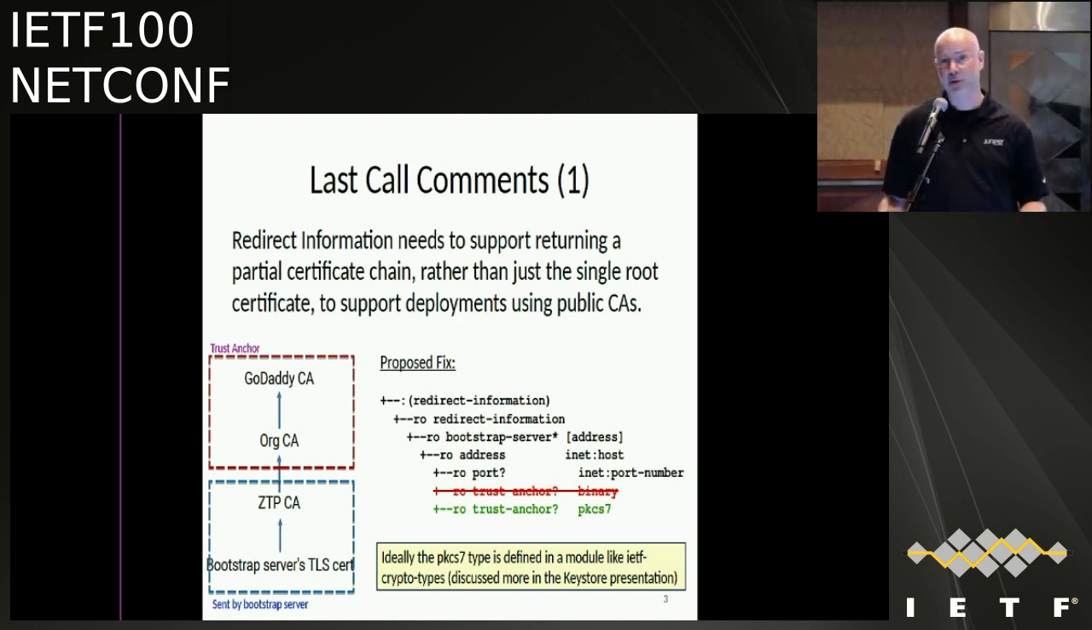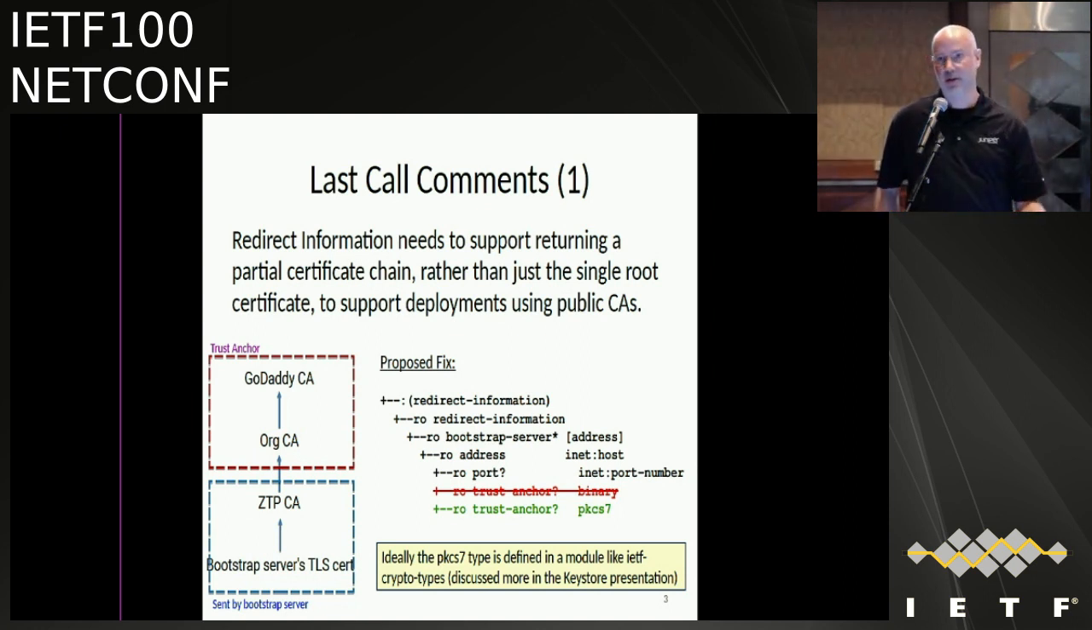And the reason why is because, of the tools that they were using, not all tools support the notion of partial certificate chain verification. OpenSSL supports it, but not all tools do. So what we need to be able to support is for the server, when it's returning the redirect information, to provide that partial chain. This would be the red box at the top. So the trust anchor, if you will, we're crossing out the binary. The binary actually represents an X509 certificate. So it's becoming a PKCS7, which is actually just containing the partial chain of certificates.